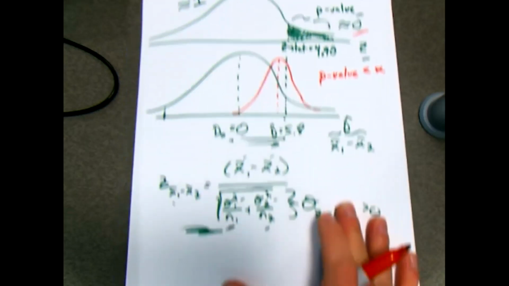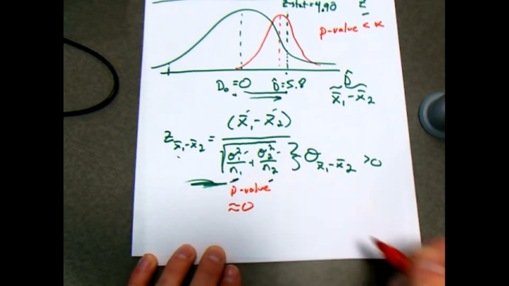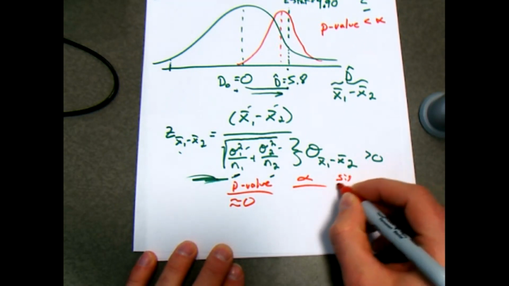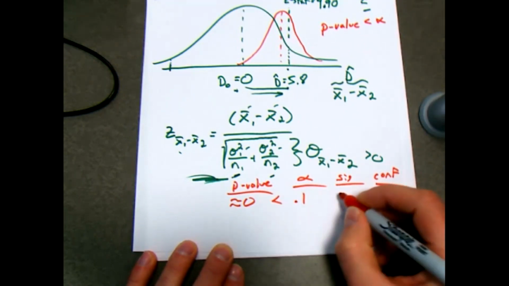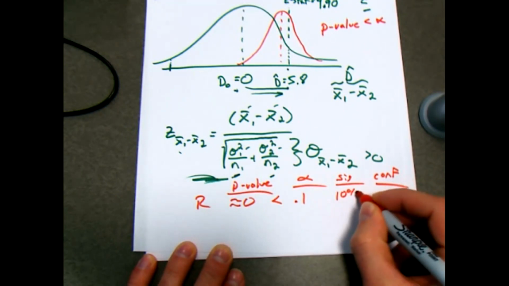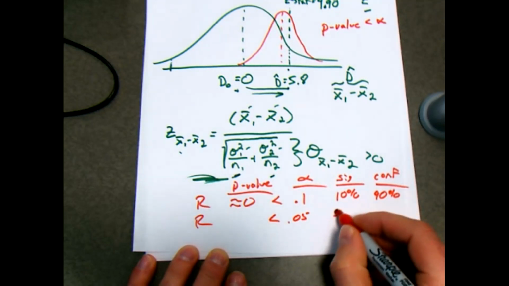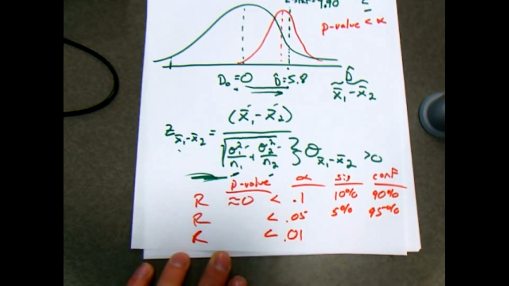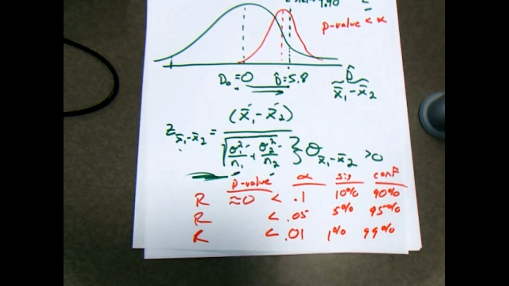So here I'm going to be able to reject with a p-value of approximately 0. If we think about the different alphas, they correspond to different significance levels and different confidence levels. So an alpha of 0.1, well, I'm less than 0.1, so I can reject at the 10% significance level, or think about it as the 90% confidence level. I can reject at an alpha of 0.05, since 0 is less than 0.05, so I can reject at the 5% significance level, or with 95% confidence. And I'm less than 0.01 here as well, so I can reject at the 1% significance level or reject that null with 99% confidence.